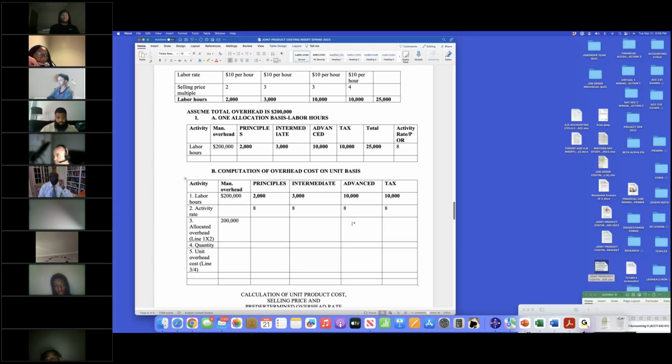Everybody else has got to be doing the same thing with their book. All you're doing is multiplying 8 times these hours. So how much is it for principals? For principals, it'll be 16,000. And how much is it for intermediate? 24,000. And how much is it for tax? 80,000. Okay.